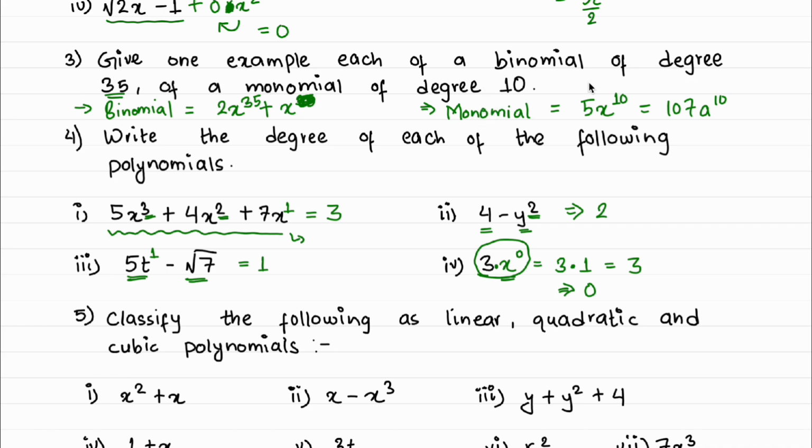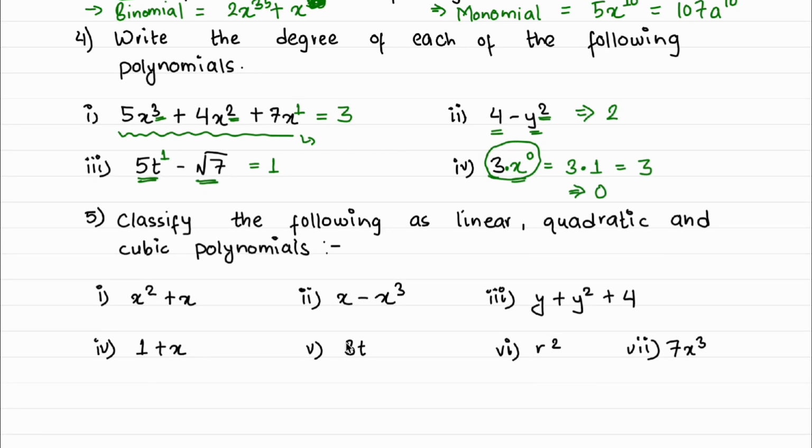Now, let's go to our final question, which is our fifth question. And this question is also pretty easy, it's pretty simple. Now, let's see how we solve this. So we have to classify the given polynomials as linear, quadratic, or cubic. Now, what are linear, quadratic, and cubic polynomials? A linear polynomial is a polynomial which has degree 1. If the degree of the polynomial is 1, then it's linear.